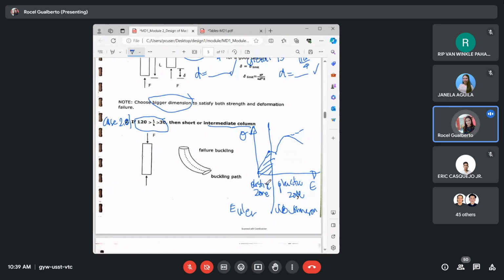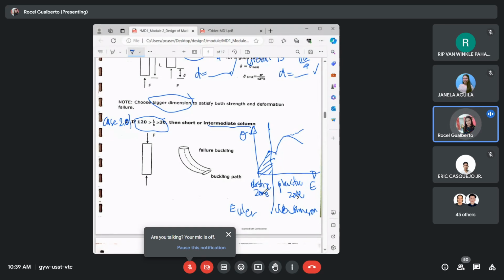Kung sinabi naman po nating plastic zone, kabaliktaran naman po iyon. Ibig sabihin, when you load the material, it will deform. Pero, once na inalis mo yung paghila mo sa kanya, for example, inalis mo yung force na naka-apply sa kanya, it will never go back to its original shape or original dimension. A permanent set has been formed. So, yun po yung nandun sa plastic zone. So, that's the difference between the two.